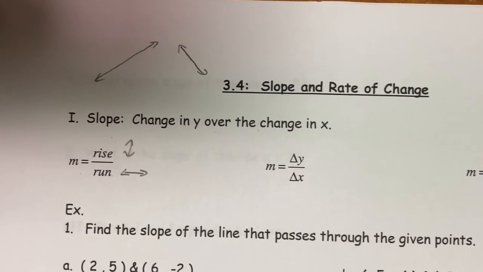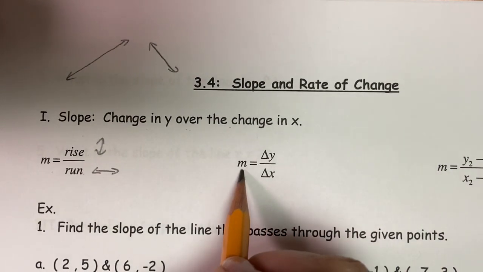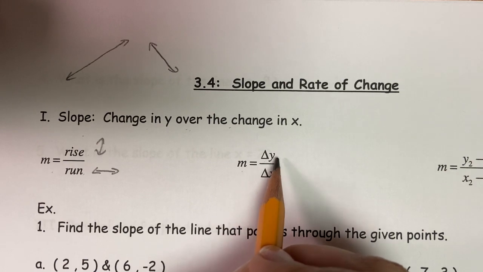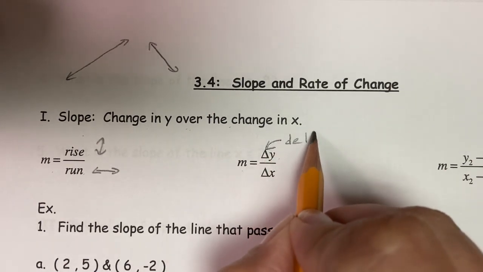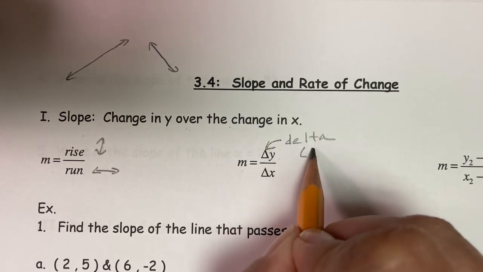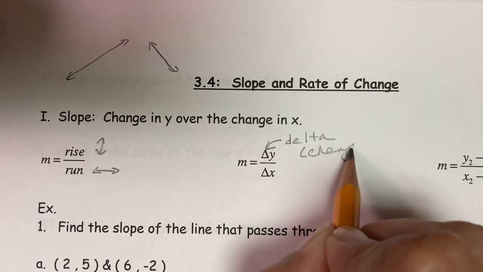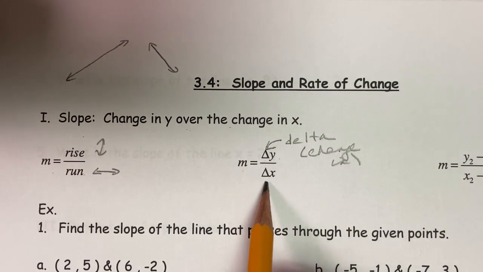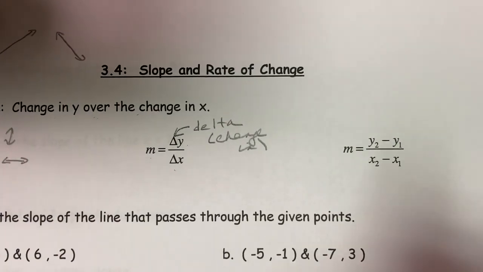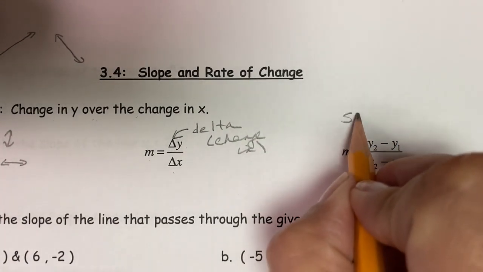If you've taken chemistry, you'll recognize these symbols. Another way to think of slope is delta y over delta x. This is the Greek letter delta, and it means change in. So again, that just simply means the change in the y's over the change in the x's. This is called the slope formula.